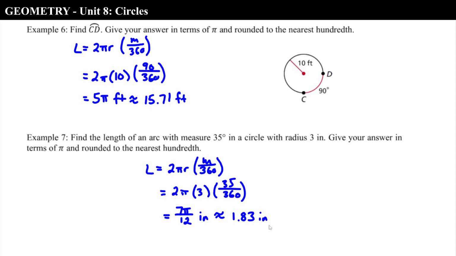So not necessarily terribly difficult. A lot of this is just use the formula, put in your information, get your answer out. All right, so that does it for this section talking about sectors of circles. Now in the next section, we are going to take a look at angles in sectors.